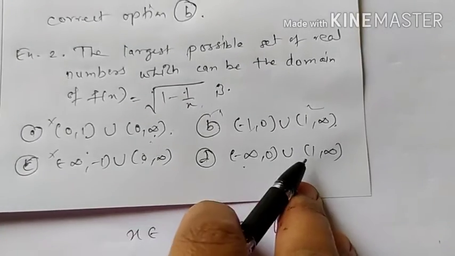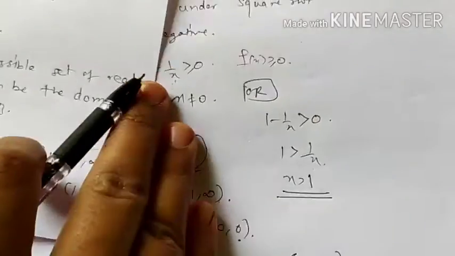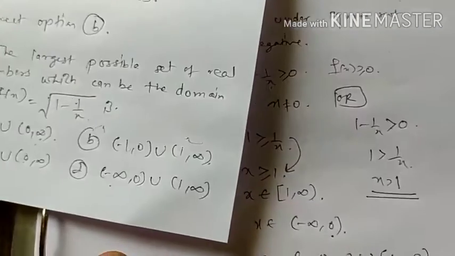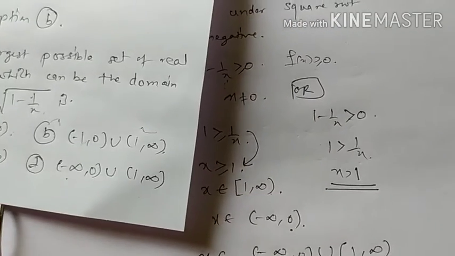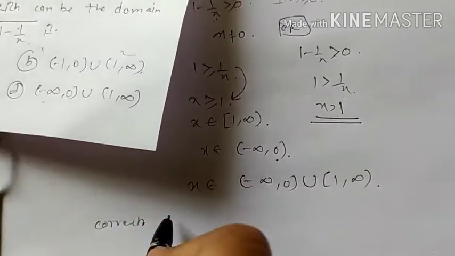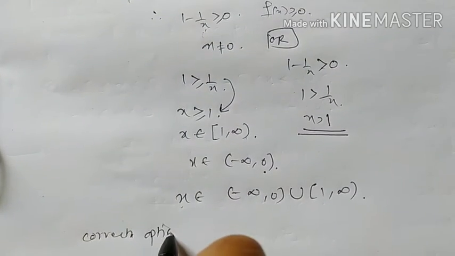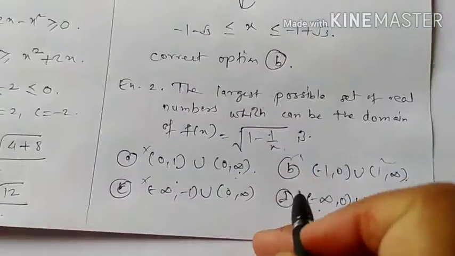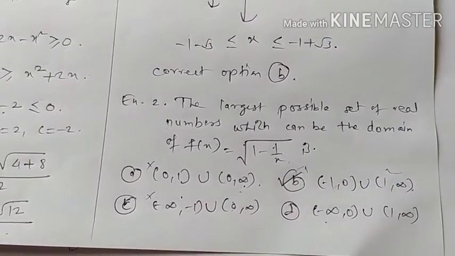Now here minus infinity to 0 union with 1 to infinity. Now students, here they have taken open bracket, so they must have considered this condition. Getting? So the correct option is option B. Any doubt, students?